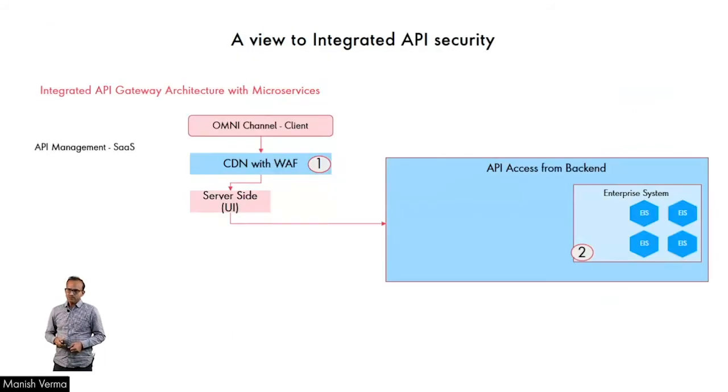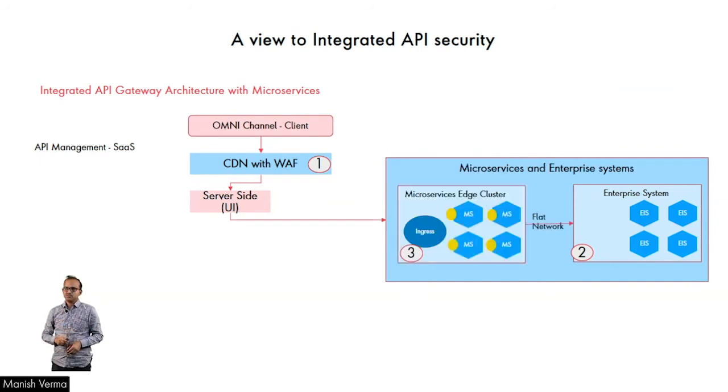Let's assemble it quickly. We have omnichannel, you have a CDN, and as a first step, while I'm trying to consume my backend enterprise system, ideally you would come to the presentation layer and access it. You used to have ESBs in the past to access enterprise systems. But the problem was the enterprise system was not scaling, the ESB was not scaling. What do we do now? We bring in microservices, right?